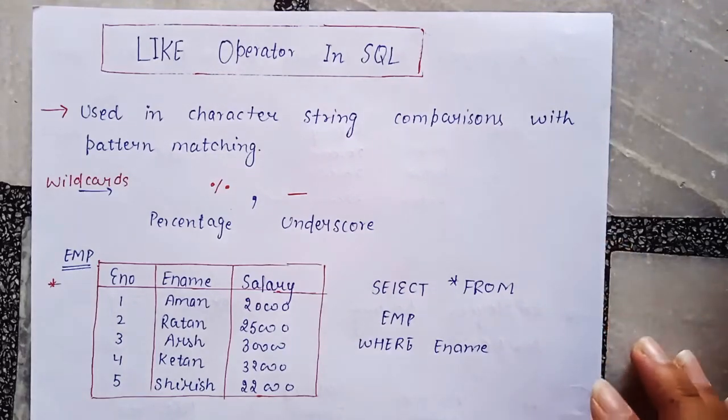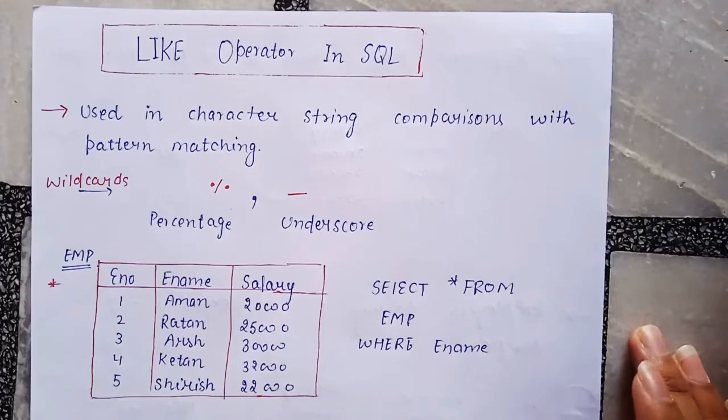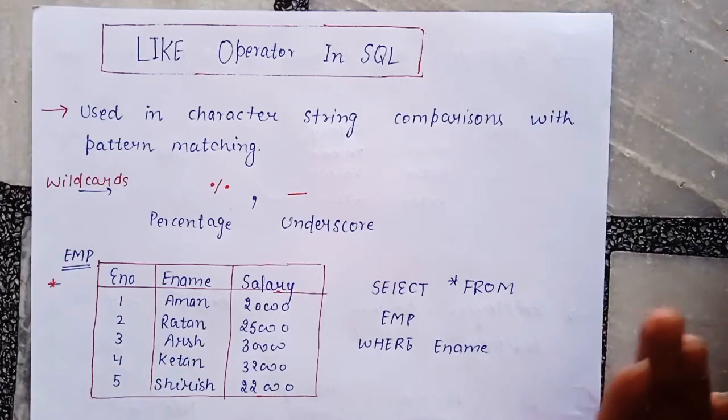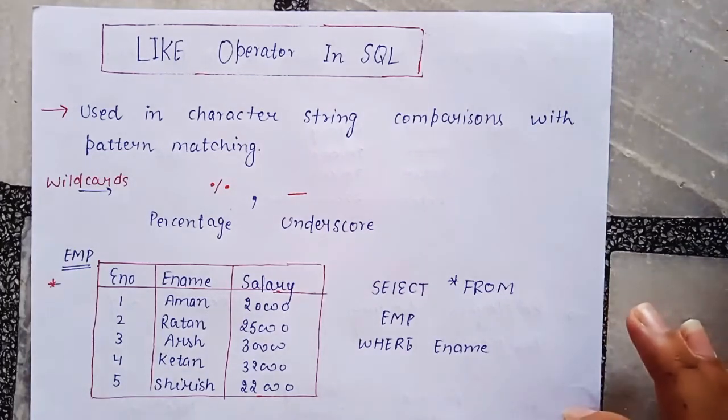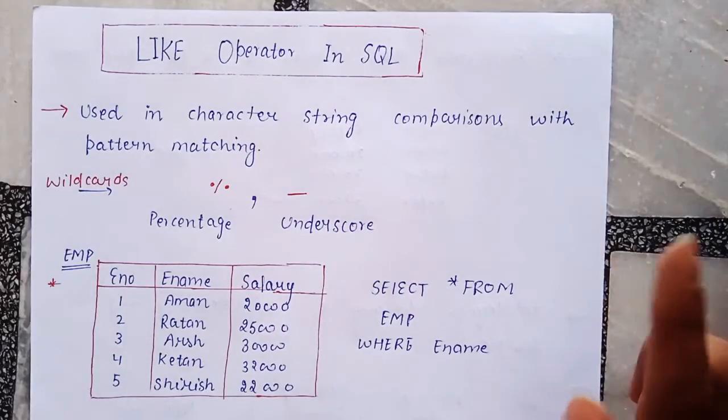So in this video, I'll tell you what is the use of the LIKE operator in SQL. In a previous video, we discussed what pattern matching is and why we use it. As we know, many types of comparisons cannot be done using relational operators. So for performing that kind of matching, we use pattern matching. We also know that pattern matching can be performed by using the LIKE operator and the ESCAPE operator.